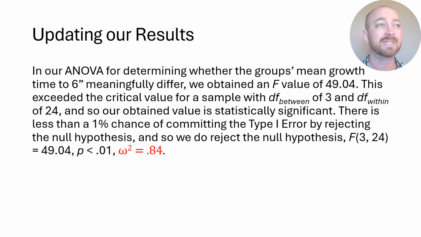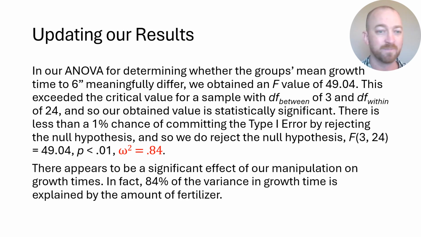So not only did it make a difference, it made a very big difference in how much fertilizer we gave to these plants. Okay, so now we can also interpret this to say that 84% of the variation in the plant growth rate is attributable to the amount of fertilizer that we used. And of course, our post hoc tests tell us that specifically we can say that it was the half-ounce group that did the best. Now let's try one other measure of effect size.